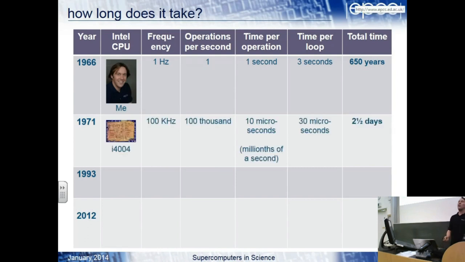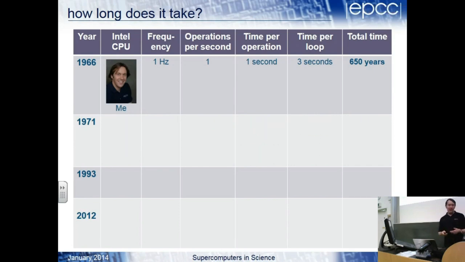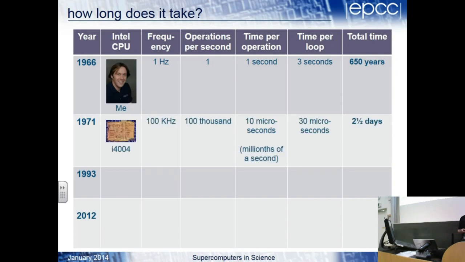So this is clearly the origin of computing. Mechanical calculations in everyday life and business were not feasible by humans, although originally a computer meant a person who did calculations, but that terminology is no longer used. In 1971, Intel came out with what would have been considered the first modern integrated microprocessor, the i4004. It had a frequency of 100 kilohertz. That's 100,000 operations per second, 10 microseconds per operation, 10 millionths of a second. So each loop took 30 microseconds, and that took 2.5 days.